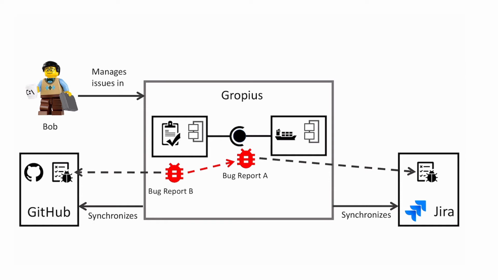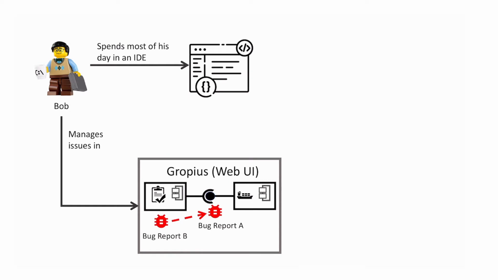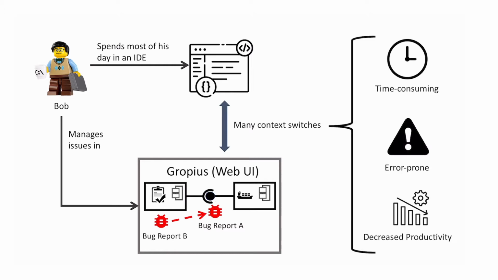Using Gropius, Bob can manage cross-component issues in a graphical way, and Gropius propagates all changes to the underlying issue management systems. However, as a developer, Bob spends most of his day in an IDE. Managing issues in the Gropius web UI results in many context switches between the web browser and his IDE. This can be very time-consuming, error-prone, and also decreases Bob's productivity.